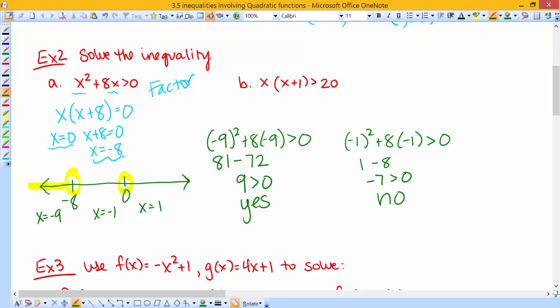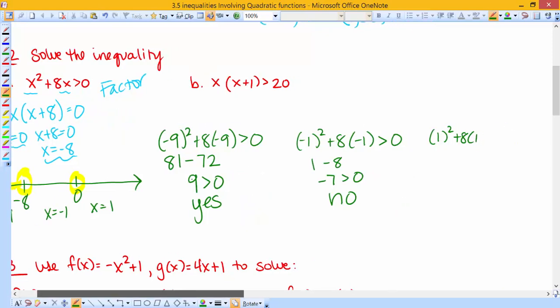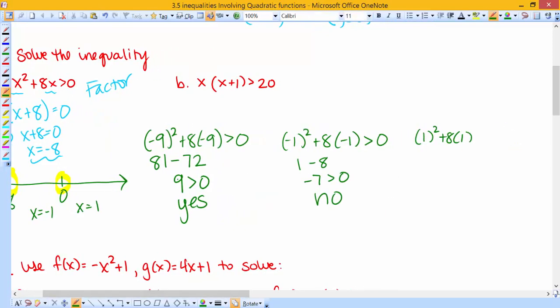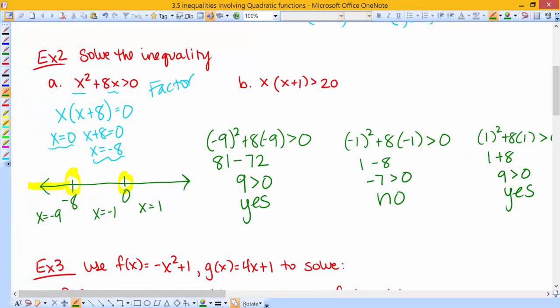Now I'm going to test positive 1. 1 squared plus 8 times 1. So we're checking to see if this is greater than 0. 1 plus 8 is 9. Is that greater than 0? Yes, it is. So that piece worked. So I'm also going to highlight this piece.